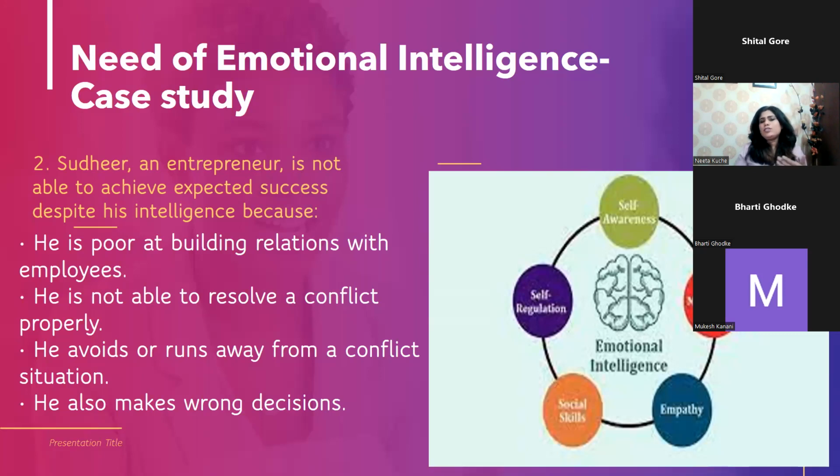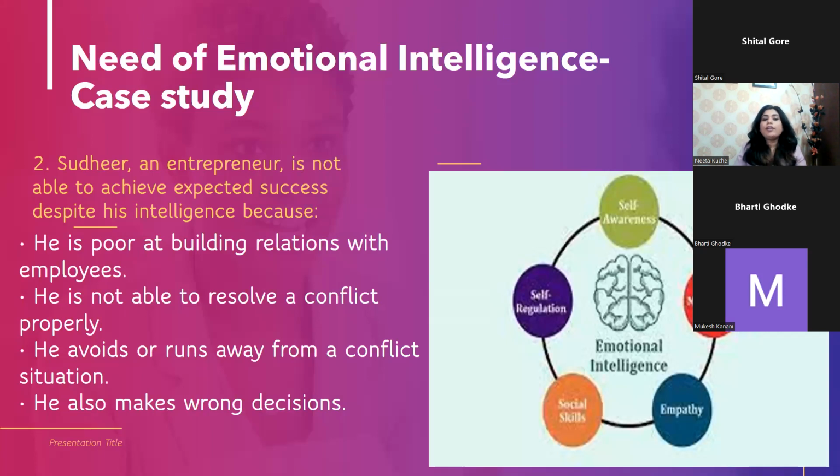Second reason is, he's not able to resolve a conflict properly. As and when he finds that there is a conflict situation, he may run away from the situation, or he could not take the responsibility of that conflict and could not manage it properly. It may happen that he may lose his temper, and he may behave in a certain way which is not expected at that moment of time, or not accepted behavior at that moment. So it may also happen that he could not actually manage conflict properly.